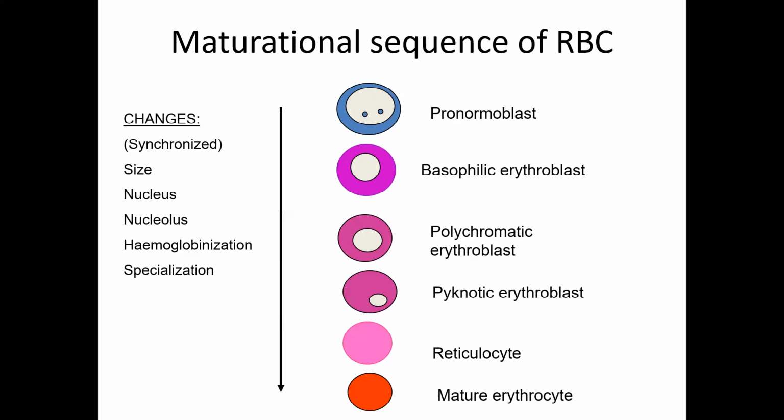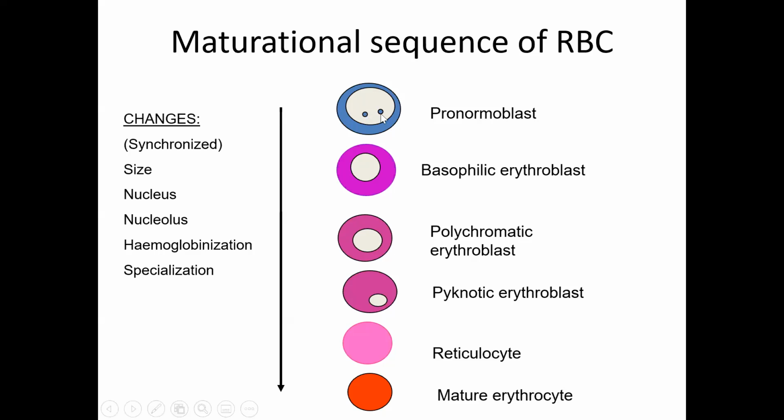Your pronormoblast is a large cell. It has a nucleus, and in the nucleus, there is a nucleolus. Nucleoli, which is the plural of nucleolus, is an indication of immaturity. So when you see a nucleus that has a nucleolus, it means that this is a very immature cell. So in your pronormoblast, the cytoplasm is basophilic or bluish. It does not have any hemoglobin yet.